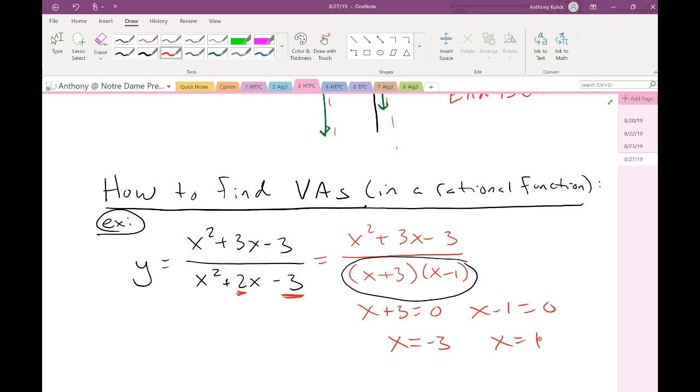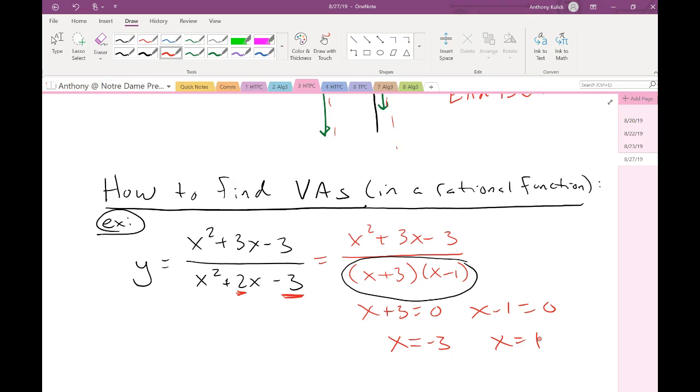Okay? So not too terribly difficult to do. The one thing you need to make sure you remember is make sure you reduce before you set things equal to 0 and solve. Because if you cross something out of the denominator, that doesn't generate a vertical asymptote.